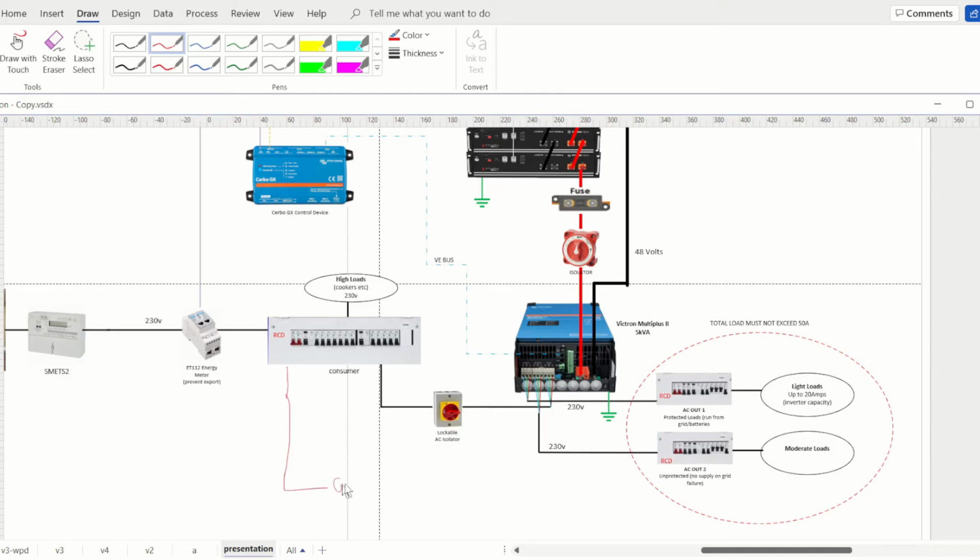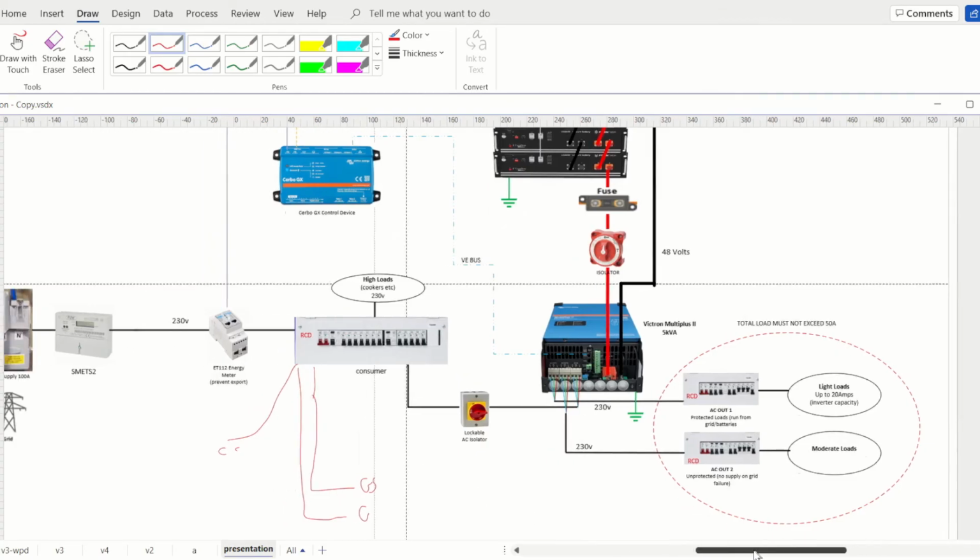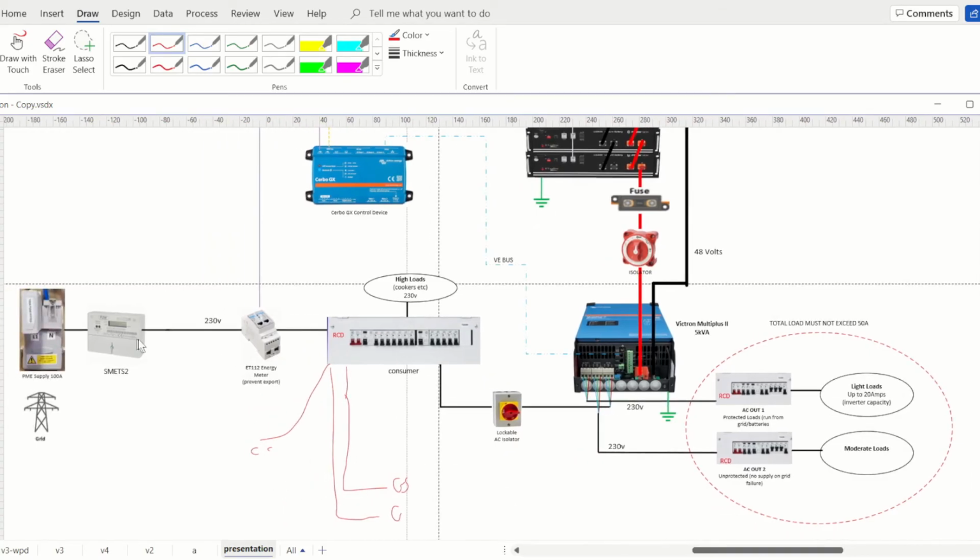You might have a garden shed, you might have a garage, or other loads being pulled off of the consumer unit, or a car charger going out there, and the Victron won't see these loads. So what you have to do is add an energy meter in here so it can monitor, and it has to be right at the very edge of your installation. It's got to be right at the meter effectively before anything else.